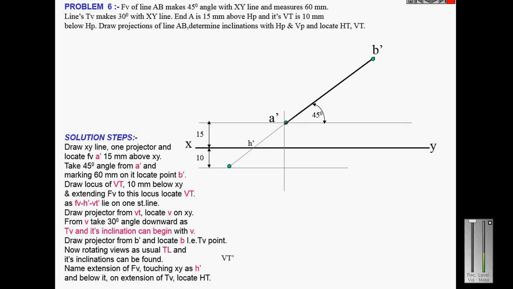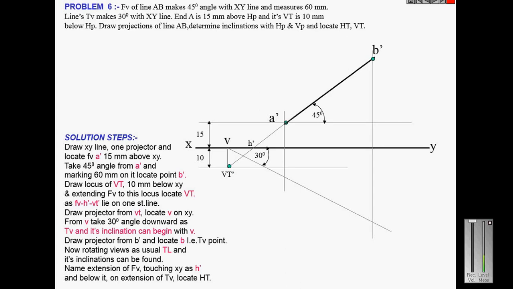So mark H dash, and we know that the vertical trace is 10 millimeter below HP, so that line is extended, and that line touches the 10 millimeter line below XY, so that point is called vertical trace. So draw a perpendicular line through vertical trace, that point is called V. And we know that the top view makes an angle of 30 degree with XY line.